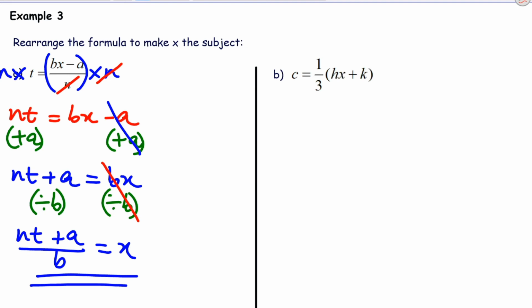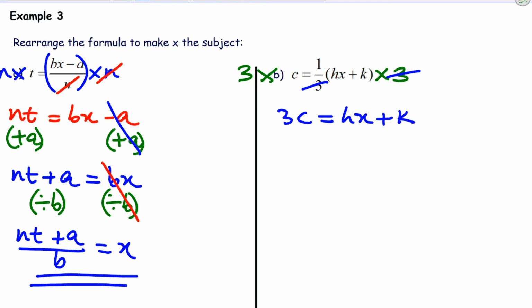All right, let's carry on to the next question. So the first step will be to multiply by 3 on each side. If you multiply by 3 on each side, a third of 3 is 1, so these two cancel to give you 1. So what you end up with is 3c is equals to hx plus k.